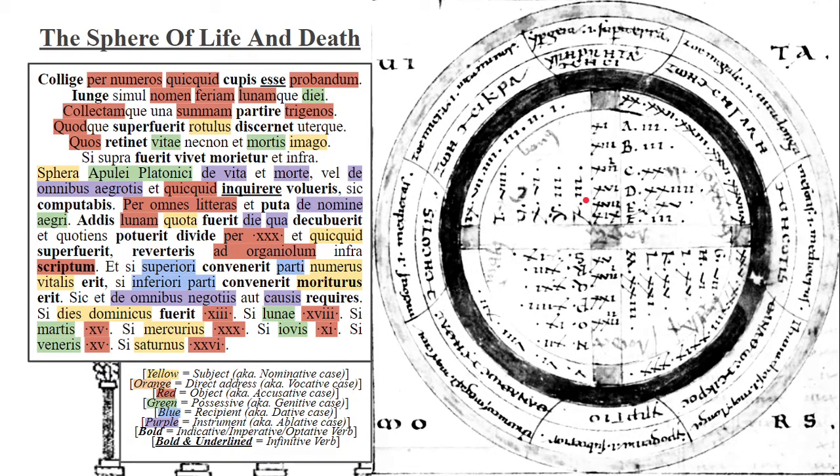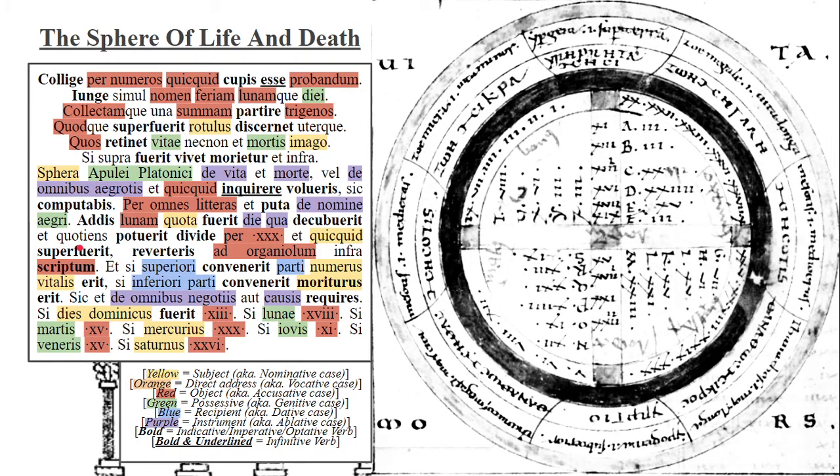It's to make it seem like it's coming from the ancient classical world with all of this knowledge and received wisdom that medieval people are trying to glom onto and preserve as much of as they can. So we get the title of the text, the Apuleian Sphere, de vita et morte, of life and death, vel de omnibus egrotis, or concerning all sick people, et quicquid inquirere volueris, and whatever you wish to inquire about.